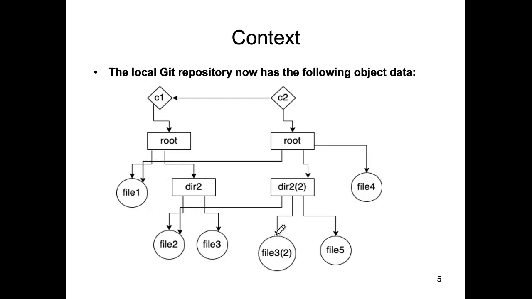However, this is referring to the most up-to-date one, and we're also referring to a new file 5, because that was created. Also over here, we said on the previous slide that we created a new file 4, and that new file 4 was in our base directory. So this tree object is going to refer to a new blob object representing file 4.